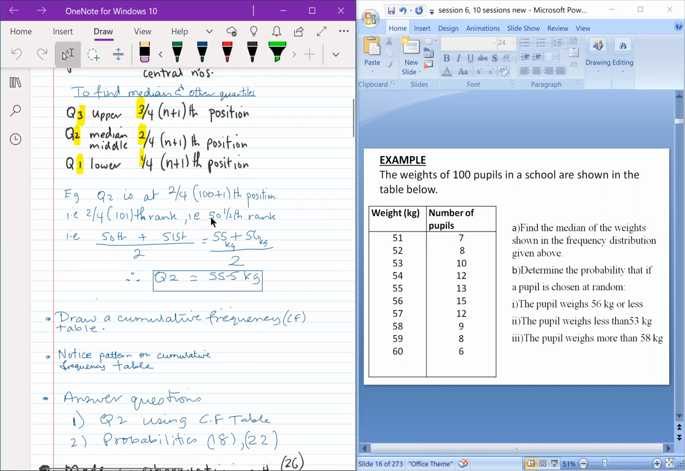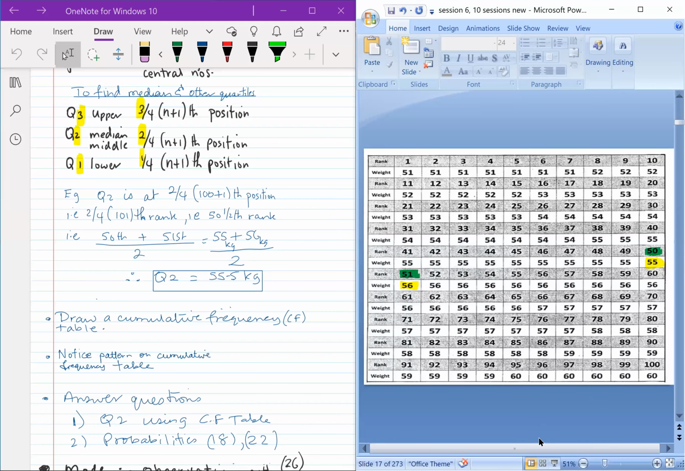So to get the person's weight here, this is the calculation we have to do. Now, I could take all these weights and put them in a line and go and check down to the 50th. But of course, that will take a very long sheet of paper. So what we could do initially, without any further knowledge, is write down 7 51s, 8 52s, 10 53s, and so on until we reach the last 6 60s. And it could look something like this.